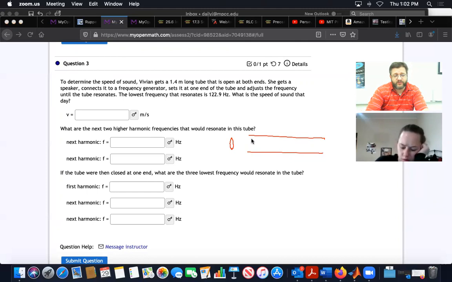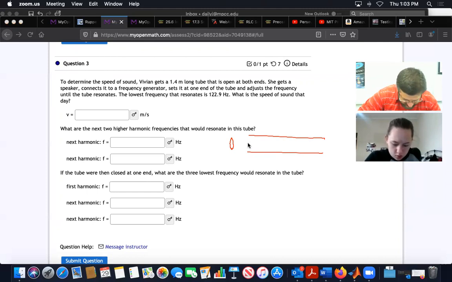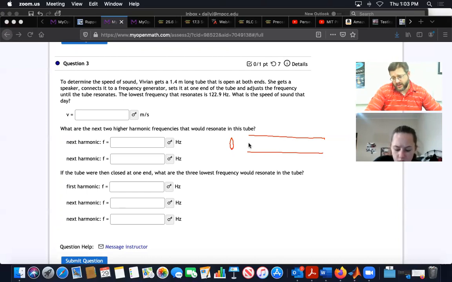Now, the first place that it resonates inside of an open tube, open on both ends, you have to consider that you're going to have half a wave fitting into an open-ended tube, because the pressure has to go down to atmospheric pressure at both ends. So you're going to have a wave like this going through a tube open on both ends.